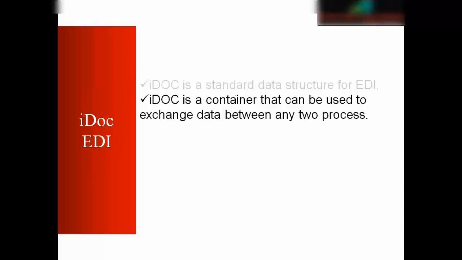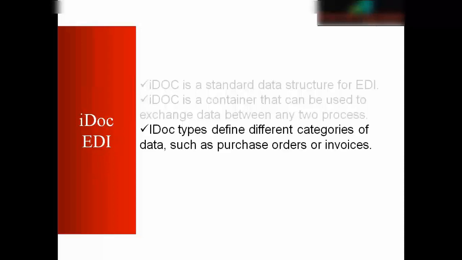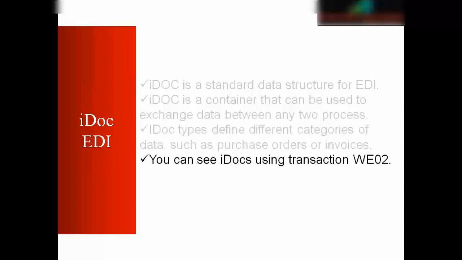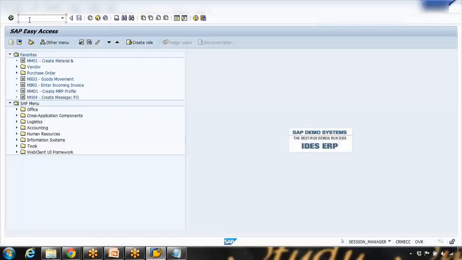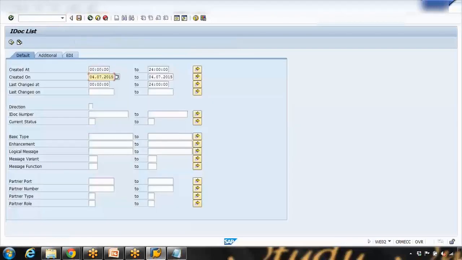IDOC is a container, like a letter, that can be used to exchange data between any two processes. IDOC types define different categories of data such as purchase orders or invoices. You can see IDOC using transaction WE02. If I go to SAP and go to WE02, I'll put in a date range in the past, from this date to this date, and execute that.